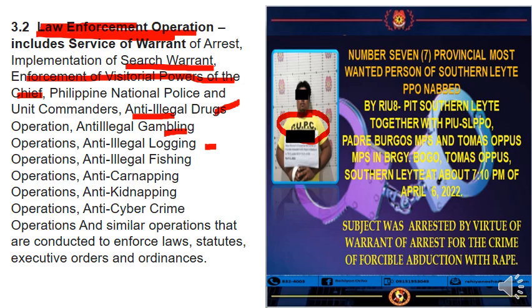Now, anti-cybercrime means crimes committed through the internet or through the use of electronic communications equipment. You can have that also in operations, and other similar operations intended to enforce the law. You can also have law enforcement operations combined with public safety operations, especially during the surge of the pandemic way back in 2020. You can combine law enforcement and public safety: whoever did not wear a mask or quarantine, you can arrest and investigate.